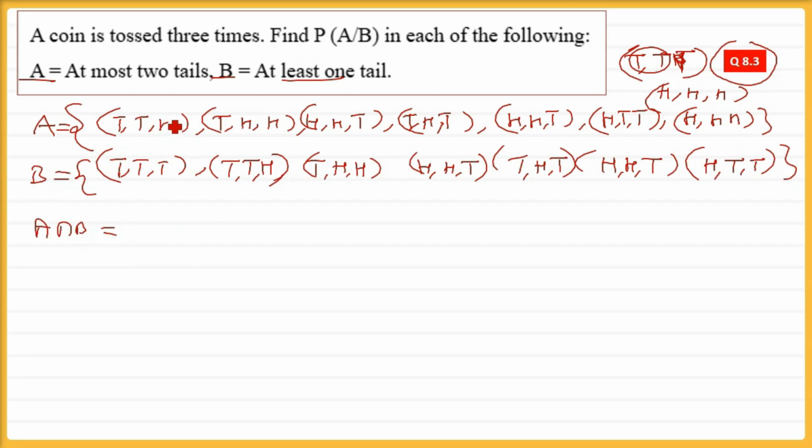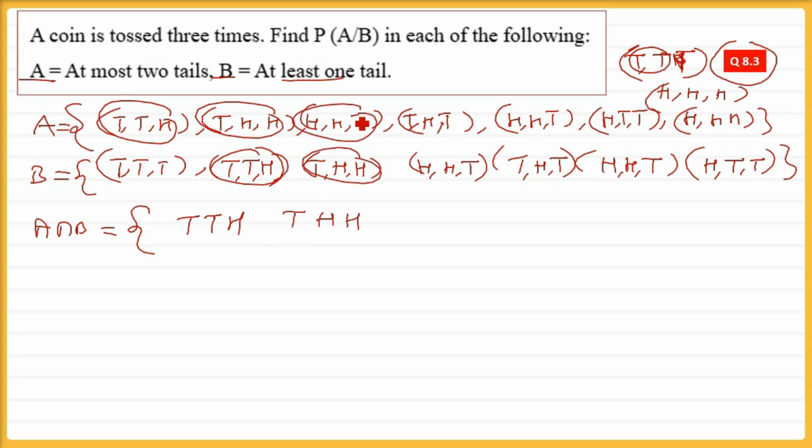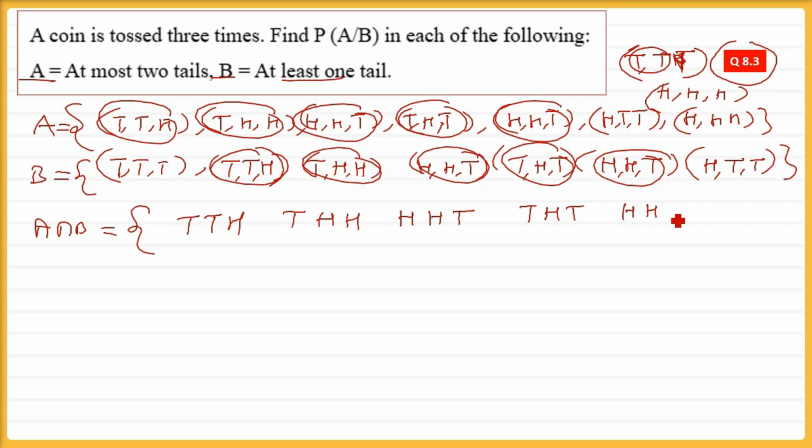Now you just need to find out the values which are common in these 2 sets. So we have TTH, yes we got it. THH, yes we got it. HHT is also there. So you can write this HHT here. THT is there, so write THT. HHT is there, you can write this HHT also. Now in the first one HHH is there which is not found in B, and in B TTT is found which is not present in A. So we have reached up till HHT. Now HTT is also there.